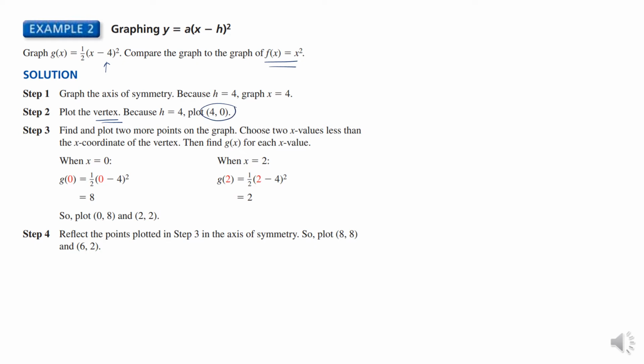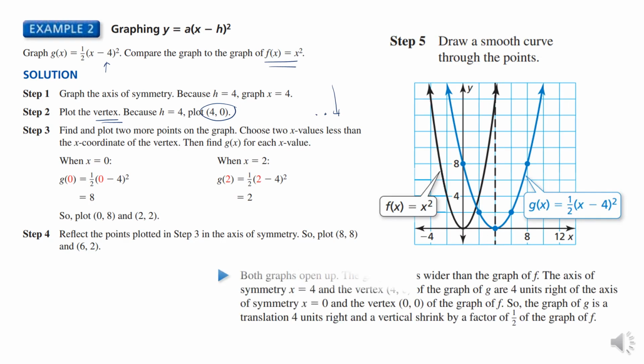So we can plot the vertex. Then we want to find 2 more points on the graph. So usually you choose them on one side of the graph, so since I know that my axis of symmetry is 4, I'm going to choose 2 more numbers on this side of my graph. So here's an example. Here's my axis of symmetry, which is 4. So they picked 2, and they picked 0. And they plugged those in and solved and got their values for the y's. And that gave them these 2 points.